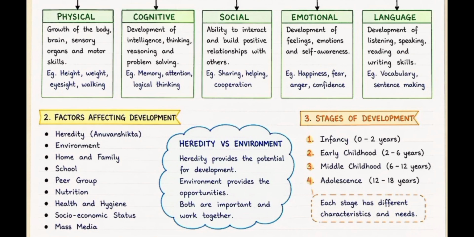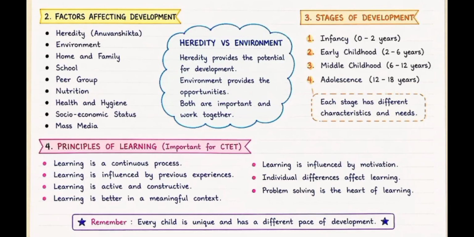Now let's see the stages of development. Number 1 is infancy, 0 to 2 years. Second is early childhood, 2 to 6 years. And third, middle childhood, 6 to 12 years. And fourth, adolescence, 12 to 18 years. Each stage has different characteristics and needs. Now we will see the fourth point, principles of learning. It's very important from the exam point of view.